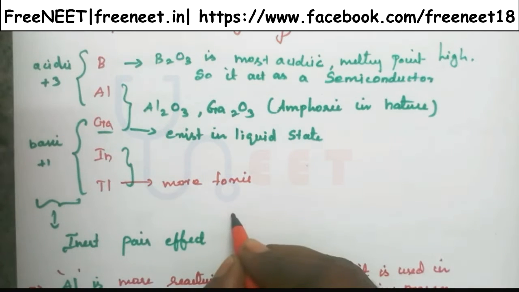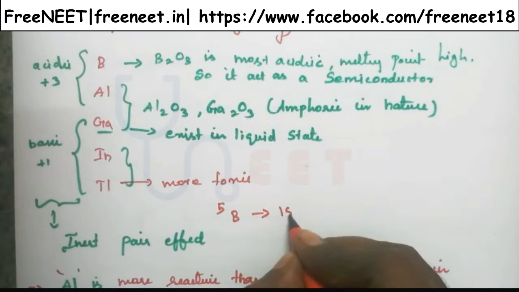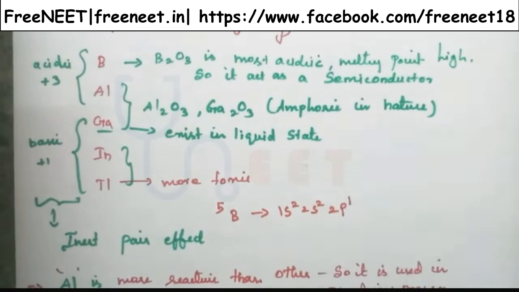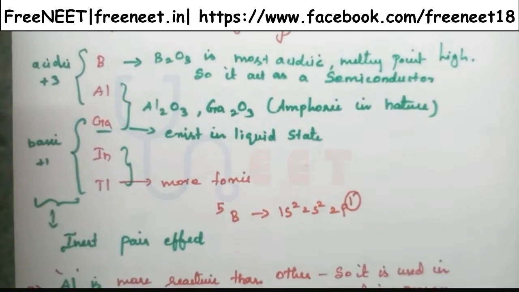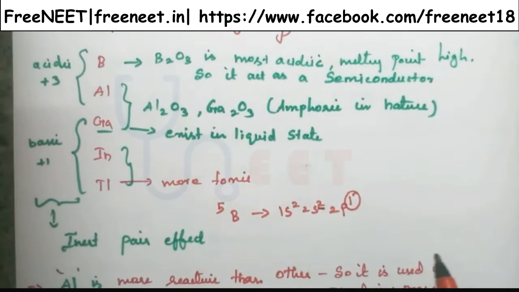Consider boron. The atomic number of boron is 5, electronic configuration 1s2, 2s2, 2p1. Here this p electron is not involved in bonding, but the s electrons are involved in bonding. That process is called the inert pair effect.